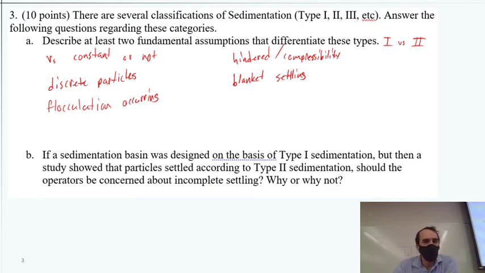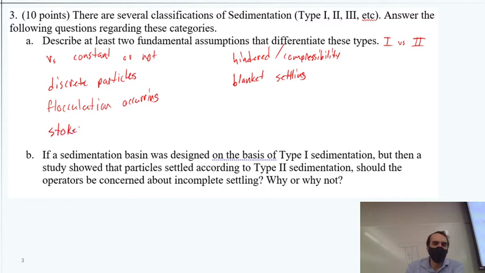So part B asks if a sedimentation basin is designed with type 1 sedimentation in mind, but then a study showed that they're actually settling according to type 2. Should the operators be concerned about incomplete settling? Why or why not? The real difference between type 1 and type 2 is whether or not we can use the Stokes equation in some sense. So I guess we could write that here too.